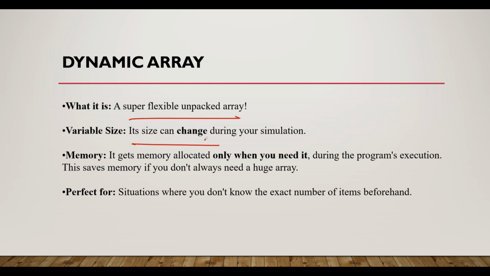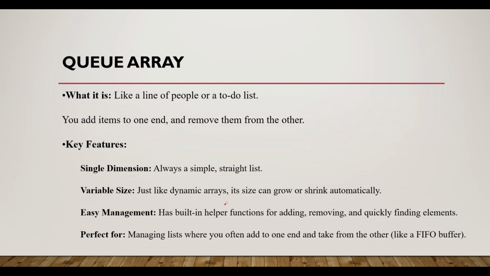So this will basically save your memory if you don't need a huge array. It is perfect for the situation where you don't know the exact number beforehand, or you can say at compile time. Now let's see the queue array.